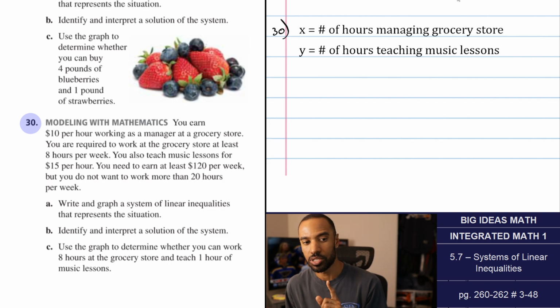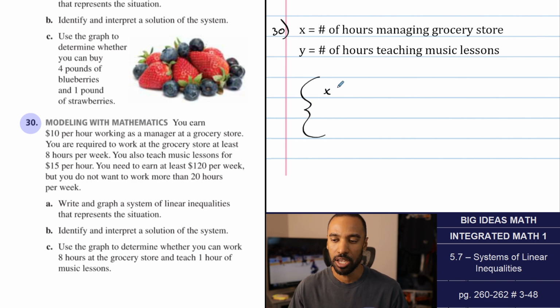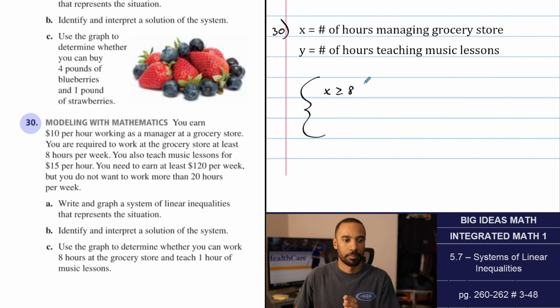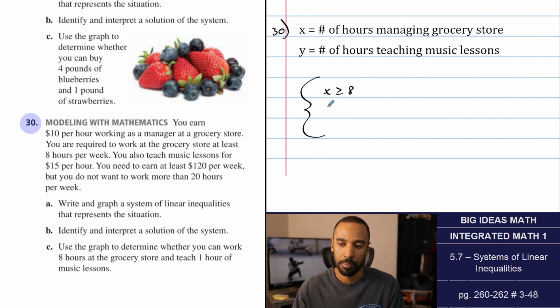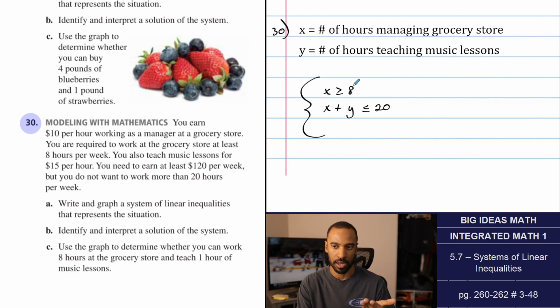But they also say you are required to work at the grocery store at least 8 hours per week. So that is among our restrictions. So x must be greater than or equal to 8. That's already something we need in our set. Now, you do not want to work more than 20 hours per week. Let me do that one next. The combination of hours worked at the store and music, you do not want to work more than 20 hours. So stay within 20 hours here, even though at least 8 are at the grocery store.